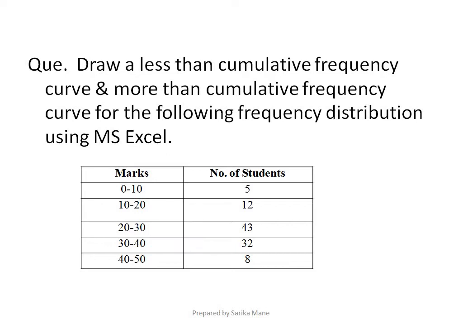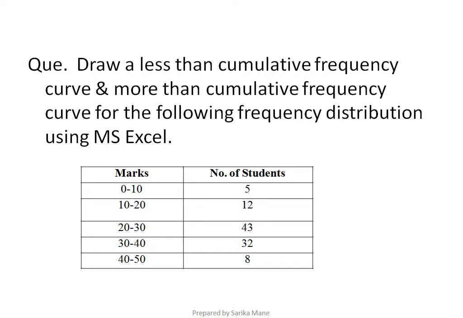Now to draw the less than cumulative frequency curve, we are considering upper boundaries of the classes and less than cumulative frequencies. So in this, 10, 20, 30, 40, 50 are the upper boundaries. To draw the less than cumulative frequency curve, the upper boundaries of the classes are taken on the x-axis and less than cumulative frequencies on the y-axis.